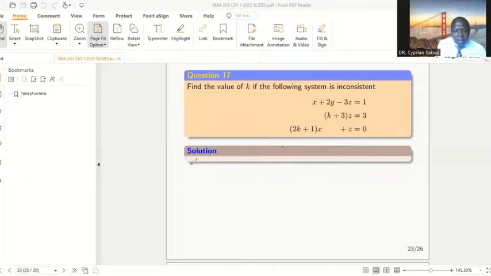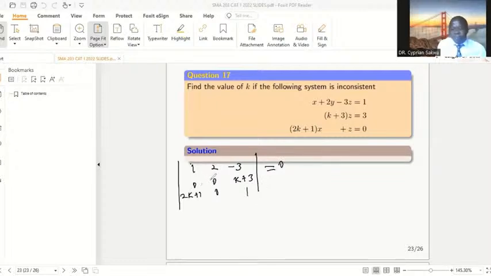Now, let me write the matrix: 1, 1, 2, -3, 0, 0, k plus 3, 2k plus 1, 0, 1. So if this determinant is 0, then this system will be inconsistent. We'll have no solution, because you know that if you're using the method of adjoint to get the inverse, it will be adjoint over determinant. So if the determinant is 0, then there will be no inverse. So once there's no inverse, then the system would have no solution.